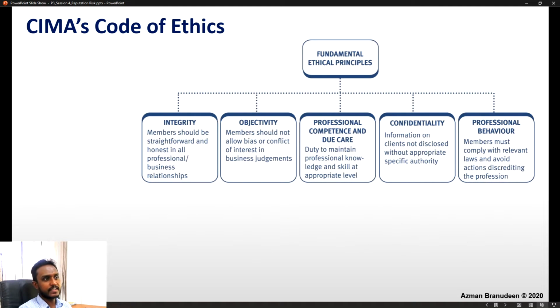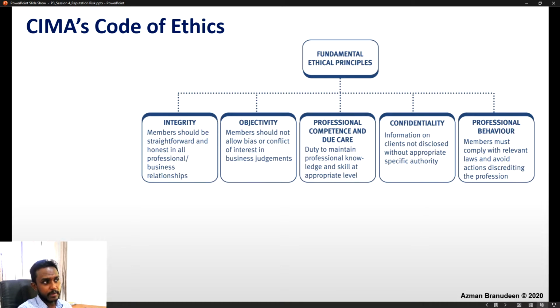So CIMA's code of ethics is just a snapshot. As you know, there are 5 fundamental ethical principles. What are these? Integrity, objectivity, professional competence and due care, confidentiality, and professional behavior. So integrity means that members should be straightforward and honest in all professional and business relationships. I would say integrity is one of the most important ethical principles that we have to uphold.